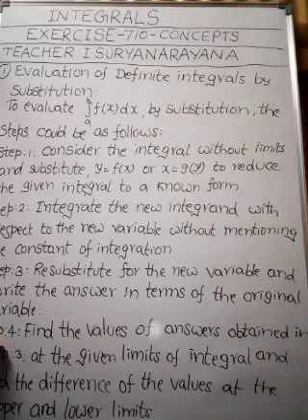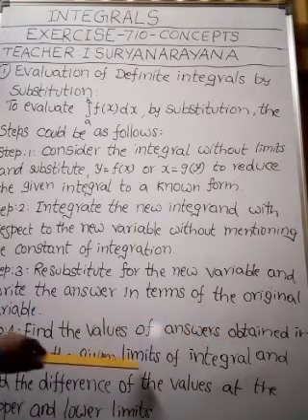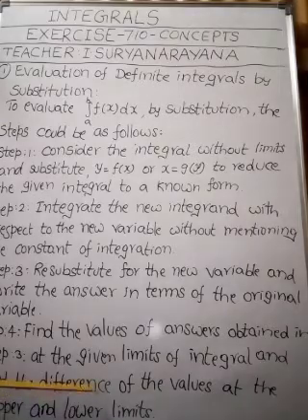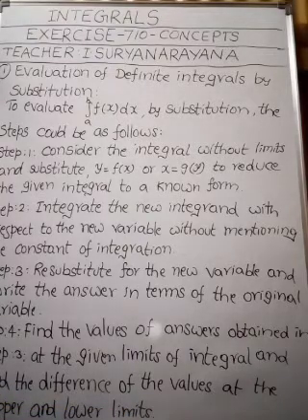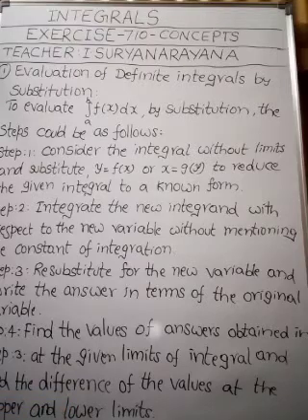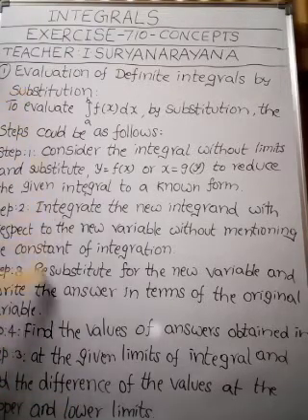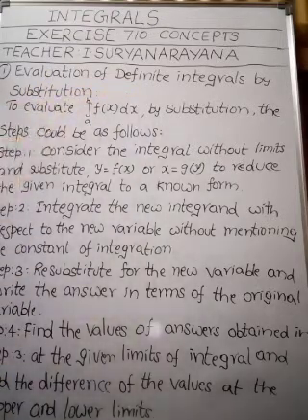Right. Now, fourth step: find the values of the answer obtained in step 3 at the given limits of integral, and find the difference of the values at the upper and lower limits. After finding the integral by the substitution method, finally we write the answer in terms of the original variable. After writing the answer in the original variable, we substitute upper limit minus lower limit. This is one method to evaluate a definite integral by substitution.